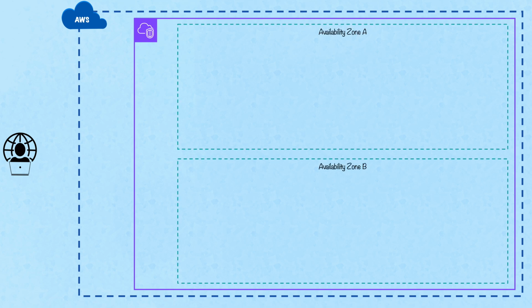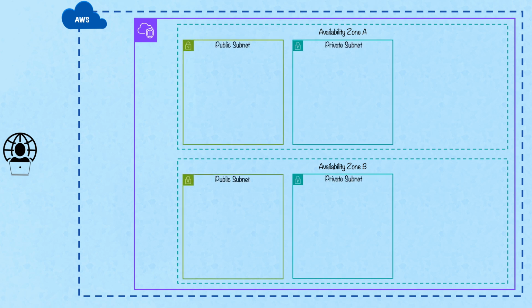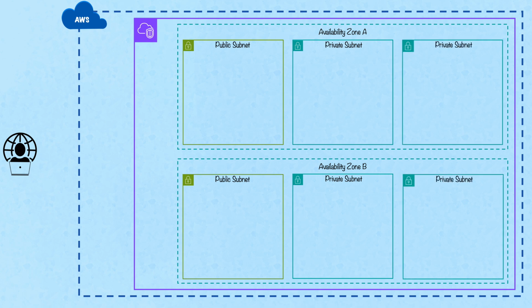Let's visualize our application architecture step by step. We'll begin by outlining the AWS cloud environment. Within this cloud, we'll create a VPC, divided into two availability zones. Each zone will contain three subnets: a public subnet for the presentation tier, a private subnet for the application tier, and a private subnet for the data tier.